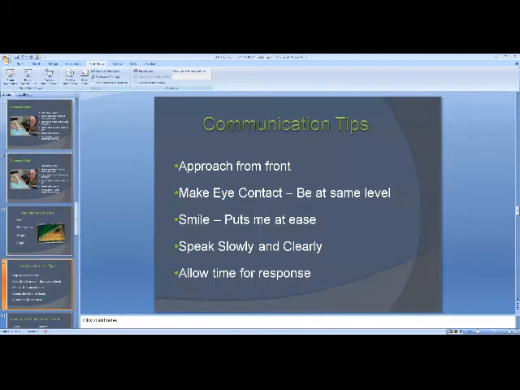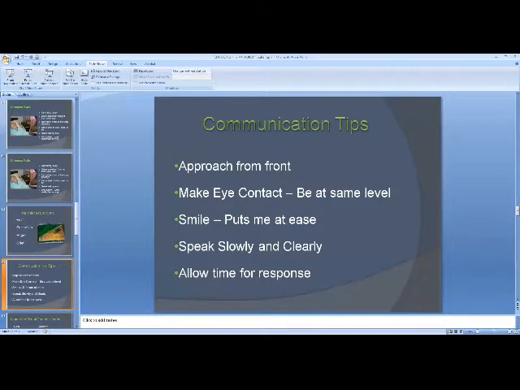Communication tips. I'd be happy to hear your feedback on what works best for you. When we're dealing with people who are nonverbal, we're always approaching from the front because many of the people, especially with Parkinson's dementia or some of the other types, have problems with peripheral vision, and you need to be aware of that so that you don't frighten them or come up and startle them.